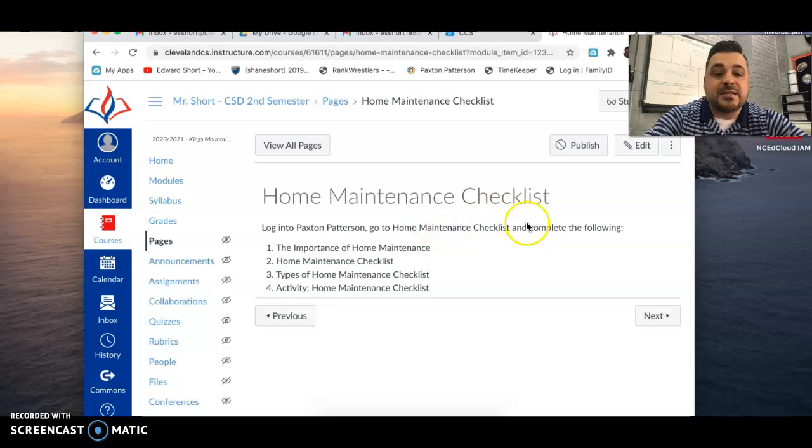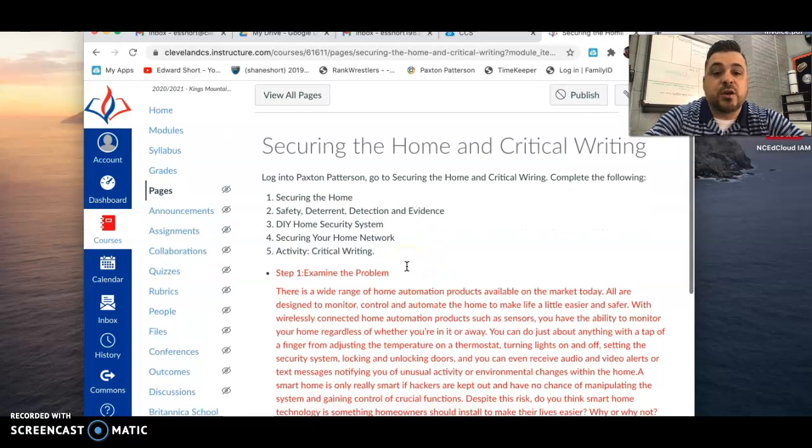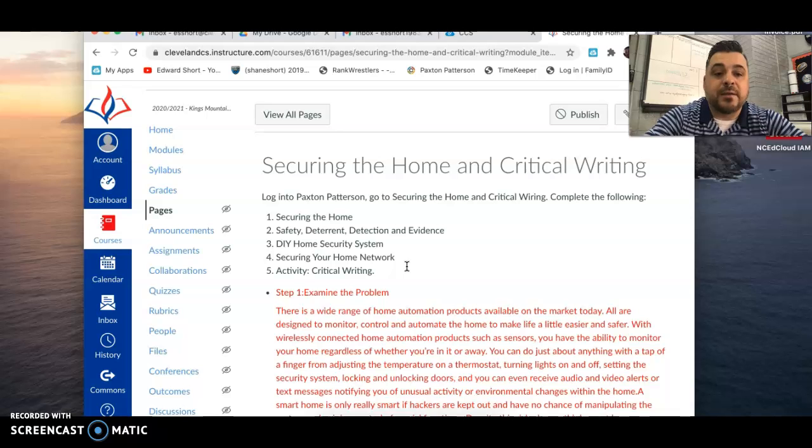When you complete that, you're still going to be in Paxton Patterson. You're going to go to home maintenance checklist, and you're going to complete the following: the importance of home maintenance checklist, type of home maintenance checklist, and then the activity home maintenance checklist. And the third step in the module this week is going to be securing your home and critical writing.